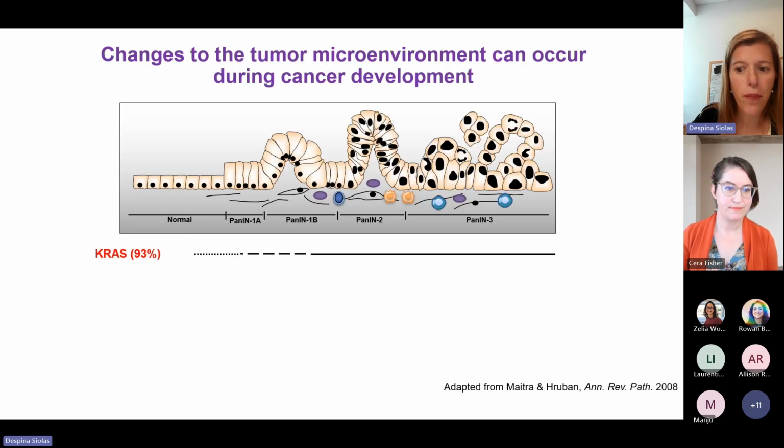So let's talk about how pancreatic cancer develops. Tumors evolve from preneoplastic lesions called PanINs to frank adenocarcinoma. And during this time, changes can happen to the immune system, to the immune microenvironment as the tumor progresses. Mutations in the oncogene KRAS are an early driving genetic event present in PanINs, the preneoplastic lesions, and present also in 93% of tumors.